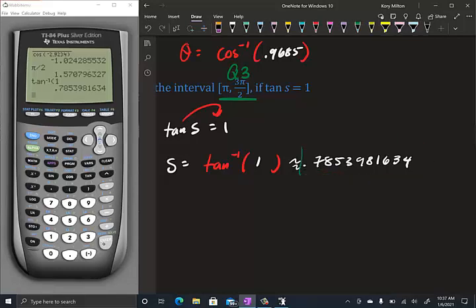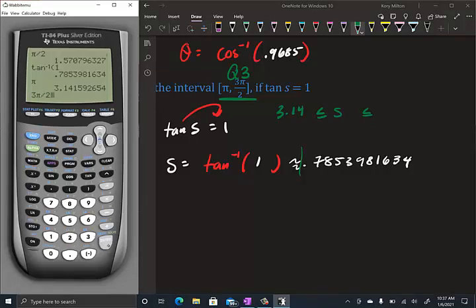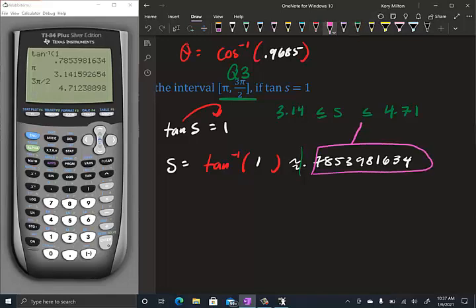So quadrant 3 starts at pi, which is 3.14. And then 3 pi over 2 is 4.71, and so on. I'm not going to write them all. So this does not fall into that quadrant.